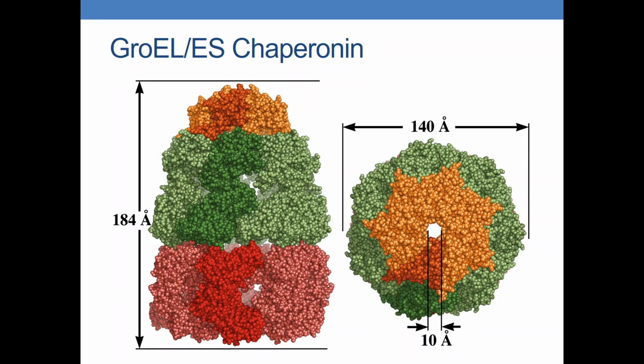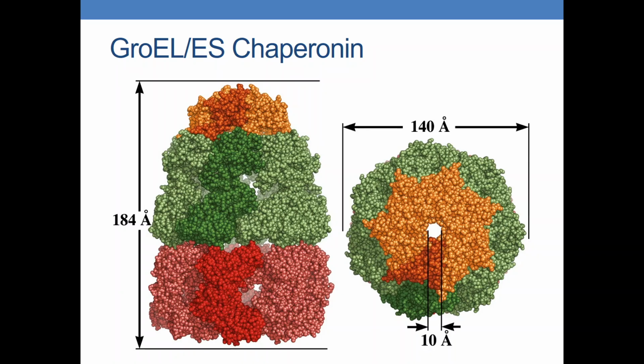We are now going to spend time talking about the best characterized example of a chaperonin. So remember, the chaperonin family differs from other molecular chaperones in that they are large multi-subunit complexes. So here, we're going to focus on the GroEL-GroES system. Here you have a side view and an axial view looking basically down the axial channel of the GroEL-GroES complex.